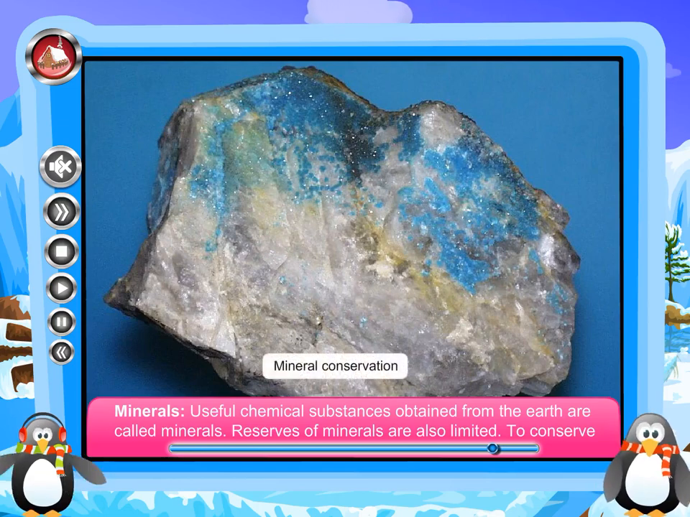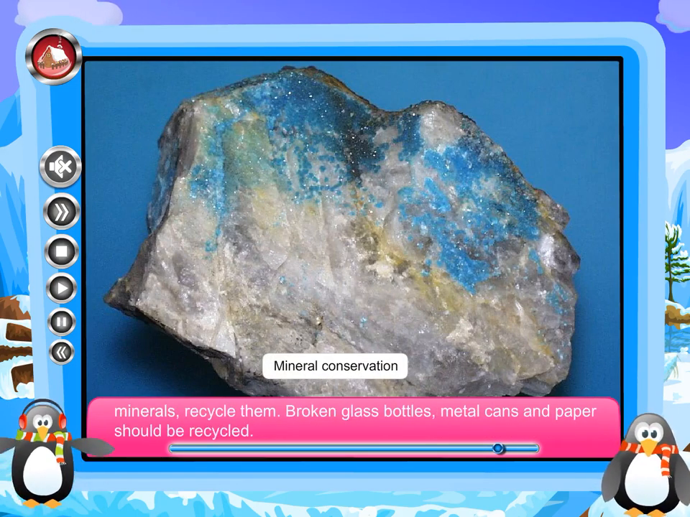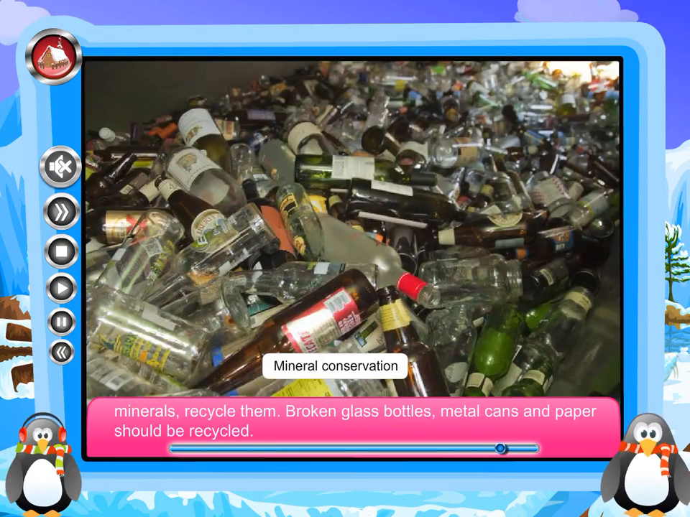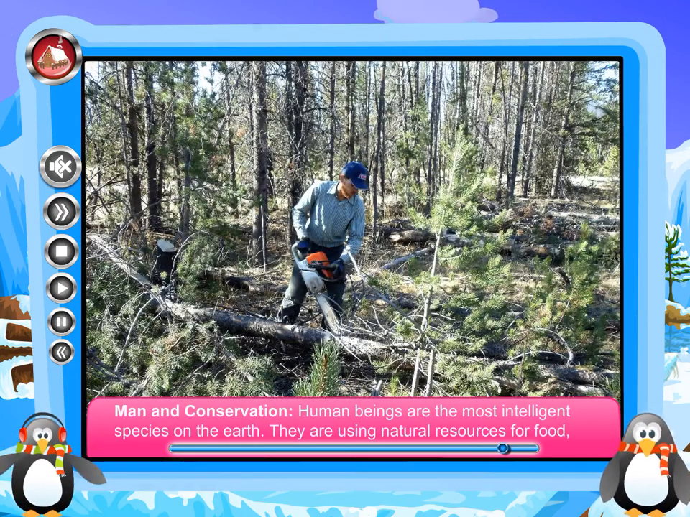Minerals. Useful chemical substances obtained from the earth are called minerals. Reserves of minerals are also limited. To conserve minerals, recycle them. Broken glass bottles, metal cans and paper should be recycled.